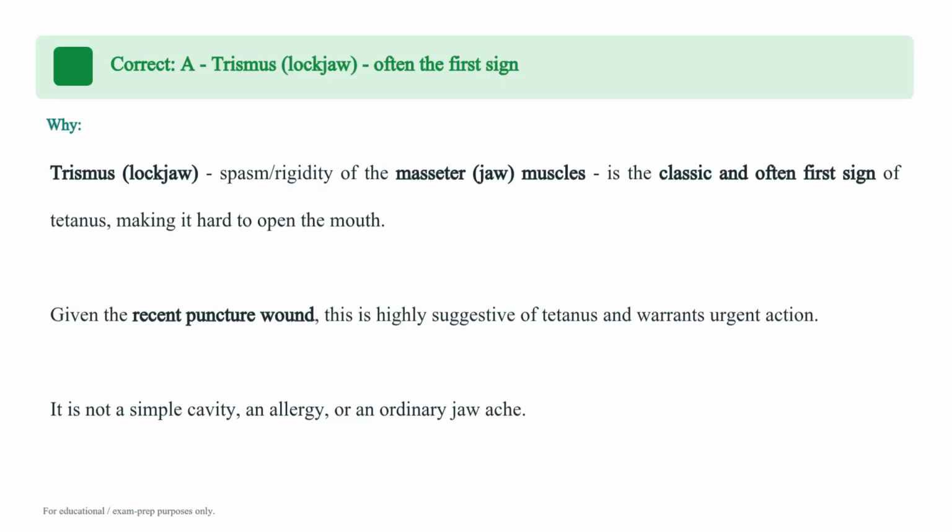The answer is A, trismus or lockjaw from masseter muscle spasm. Trismus, spasm and rigidity of the jaw muscles, is the classic and often first sign of tetanus, making it hard to open the mouth. Given the recent puncture wound, this strongly suggests tetanus and warrants urgent action. It is not a simple cavity, an allergy, or ordinary jaw ache.